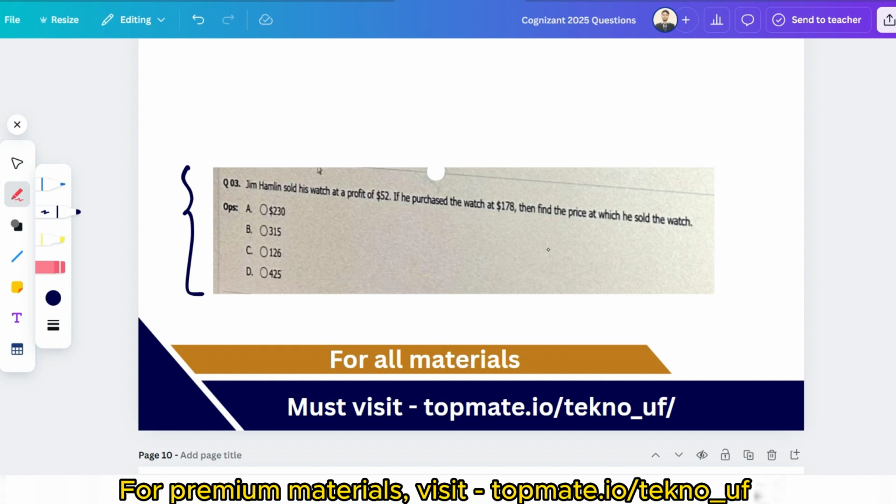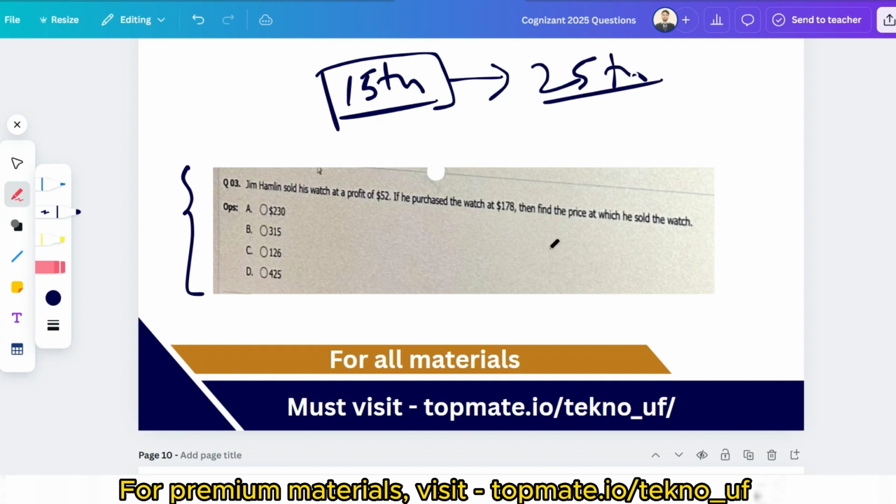For many of you guys who have just filled the form by 15th of April, my request is: your exam will be from 25th of April, so don't worry, your communication assessment will start from 25th of April.